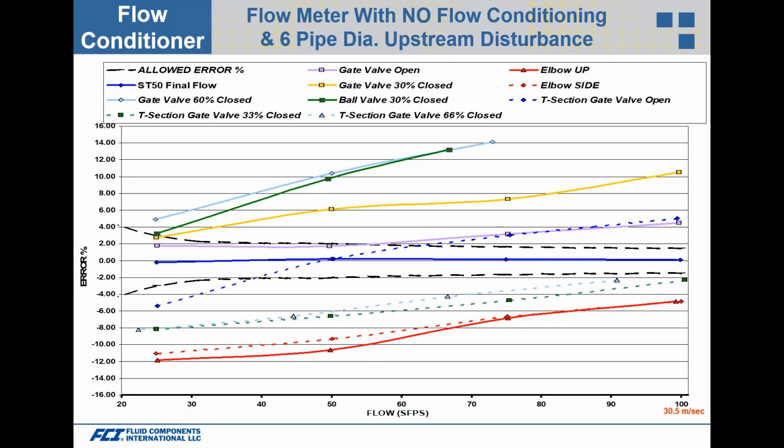And even if you have an elbow upstream, that's the red line, you can see we're as much as 12% off on the low end, going all the way up to around 4% off. So every disturbance has its effect on the accuracy, and that's why we say that we have a 95% confidence level that for 10 pipe diameters upstream and 5 pipe diameters downstream, we're going to be accurate.